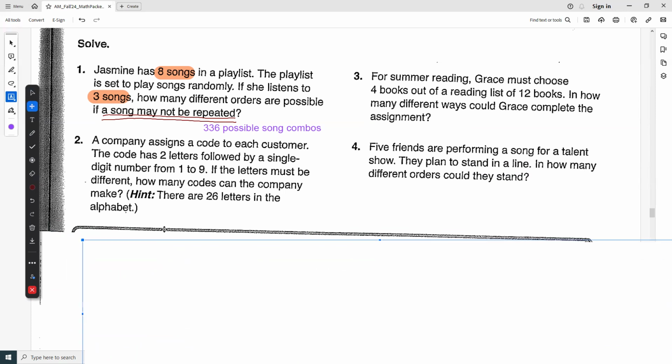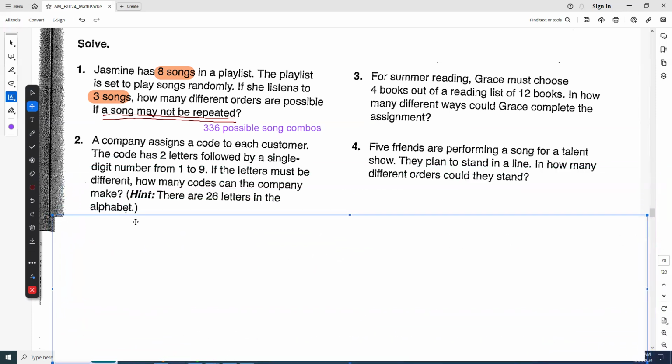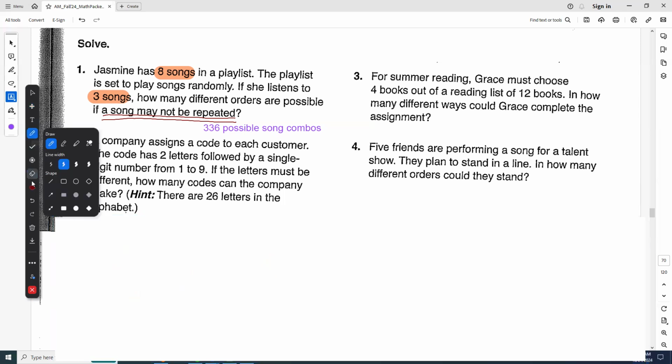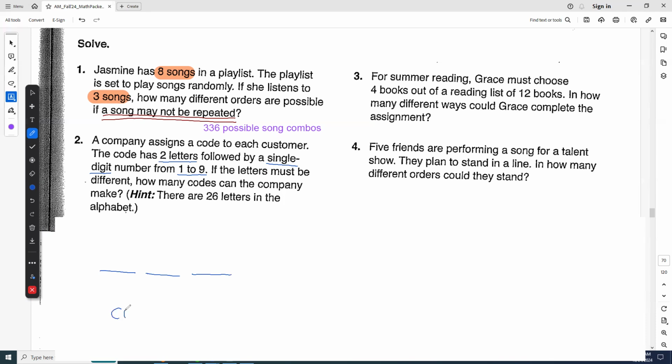Okay. So everyone feel okay about number 1? Let's look at number 2. Okay. And we'll keep trucking. All right. So a company assigns a code to each customer. The code has 2 letters followed by a single digit number from 1 to 9. Okay, so once again, it's like our slots here, right? We're making this customer code.